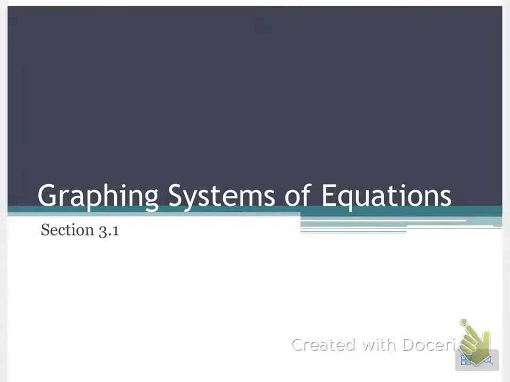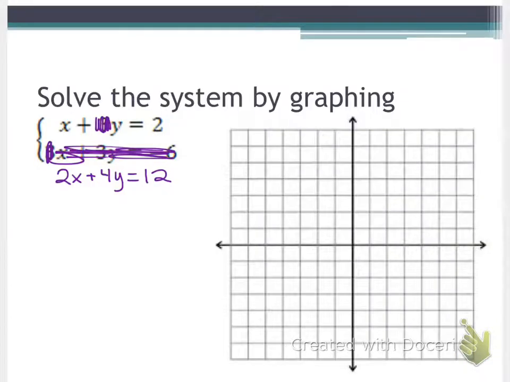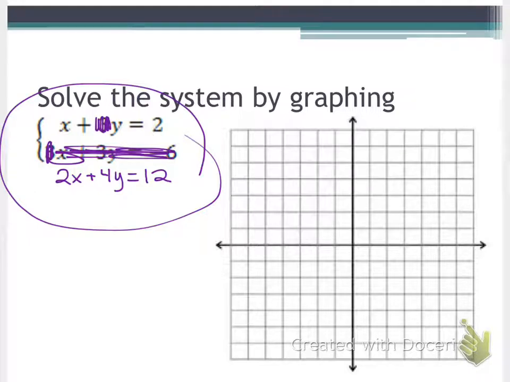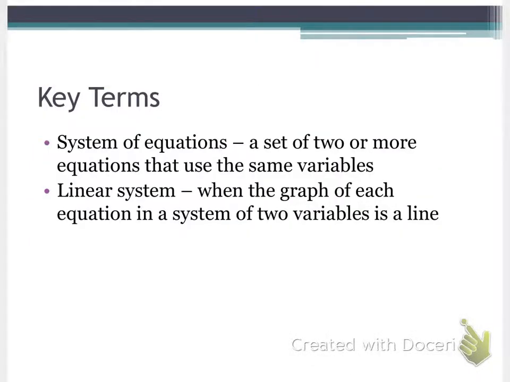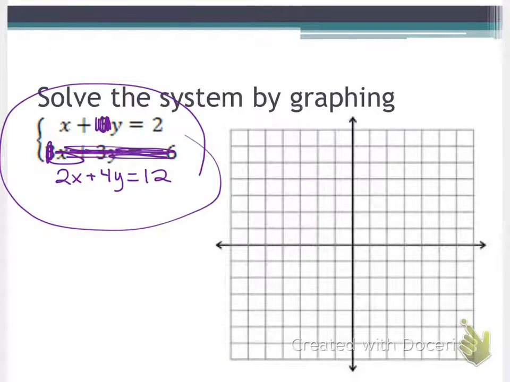Graphing. Lots and lots of graphing, right? So, a system of equations looks like this one over here. It gives you two equations, and it's asking you to solve. Let's look at what a system of equations is. It's a set of two or more equations that use the same variables. So, in this example, there are two equations, and they both use x and y. They both have x and y in them.